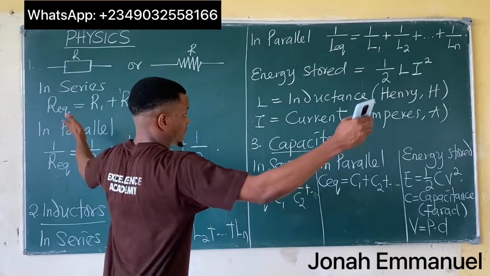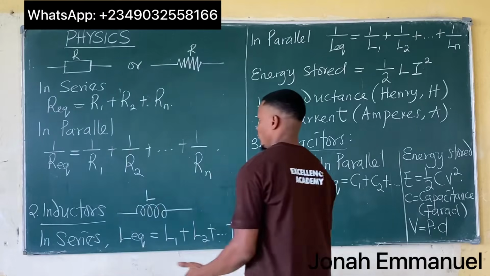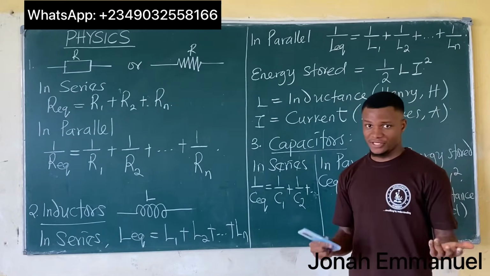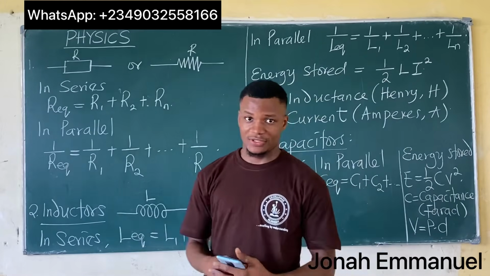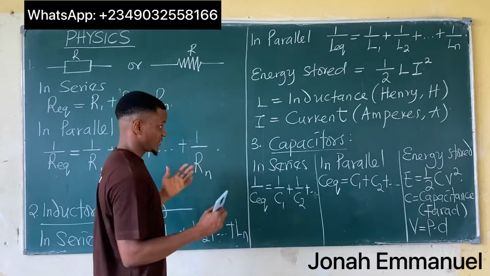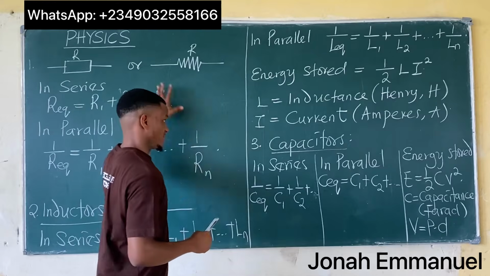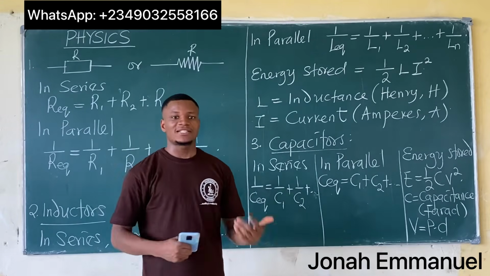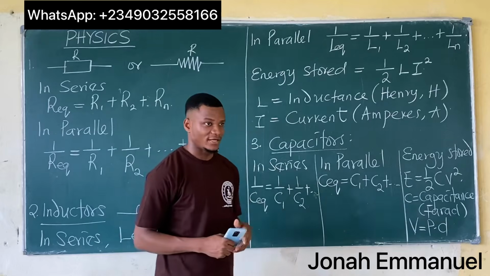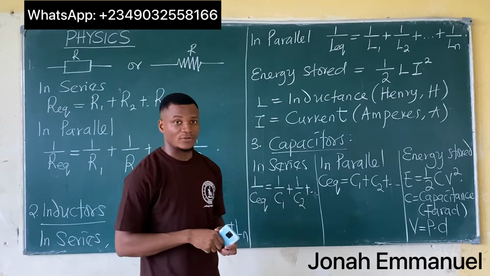So these are the formulas we need to work with JAMB questions on resistors, inductors, and capacitors. So we need these formulas for resistors, inductors, and then capacitors. So we'll take some past questions and revise them together and see how we solve them.